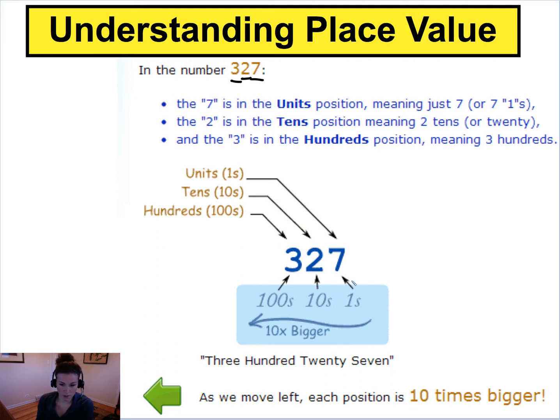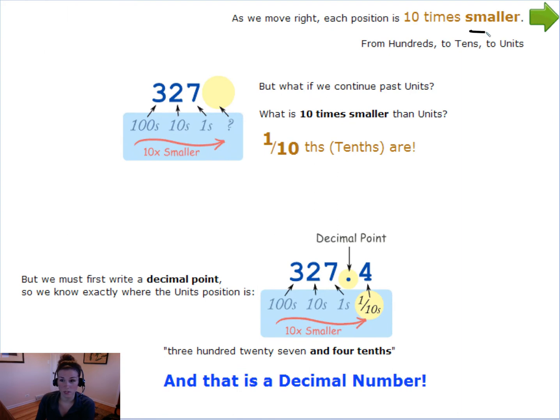So if you look down here, as we go from right to left, we start with the ones, then the tens, then the hundreds. Every time you move left a position, it gets 10 times bigger. So you could think about it the opposite way and say, okay, every time we move one position to the right, it gets 10 times smaller. So from hundreds to tens to units, it's getting 10 times smaller each time.